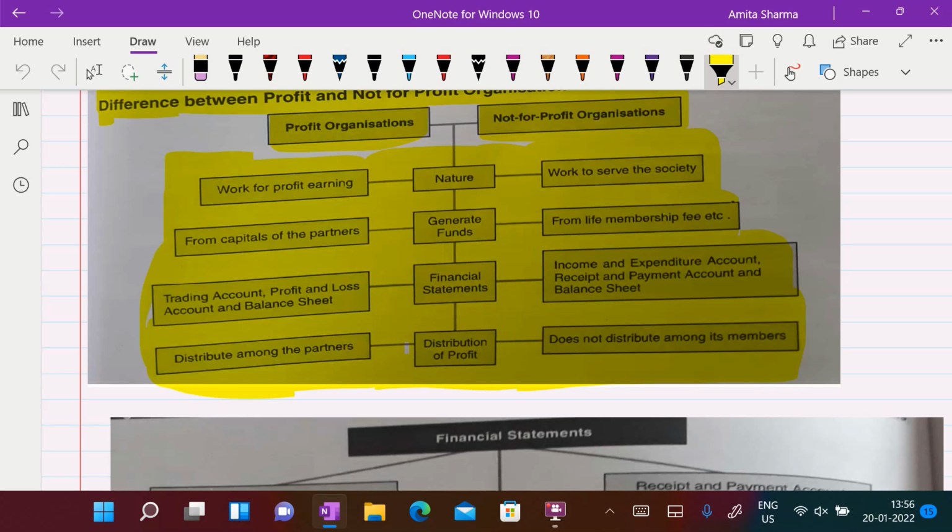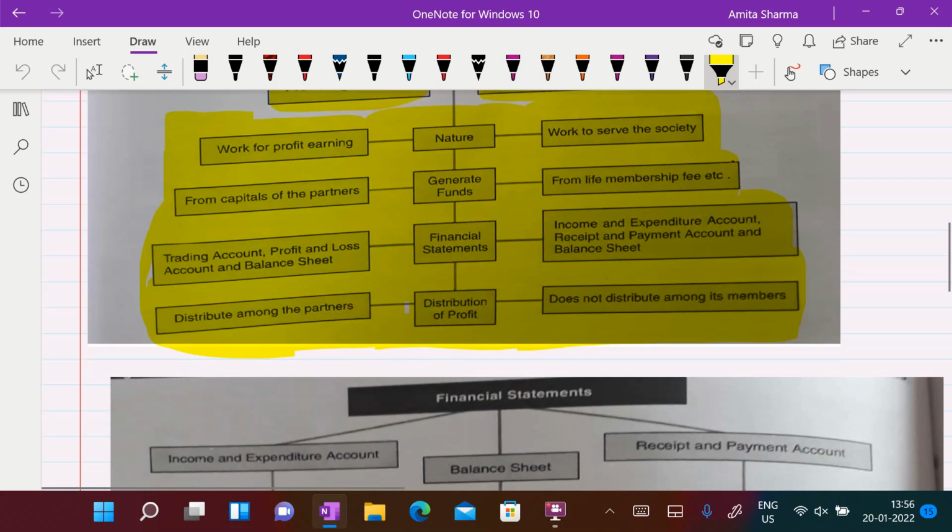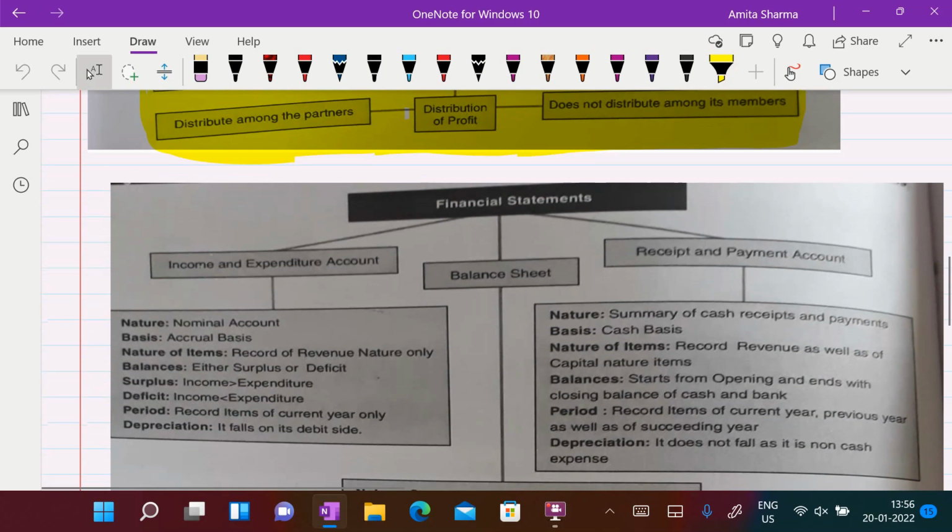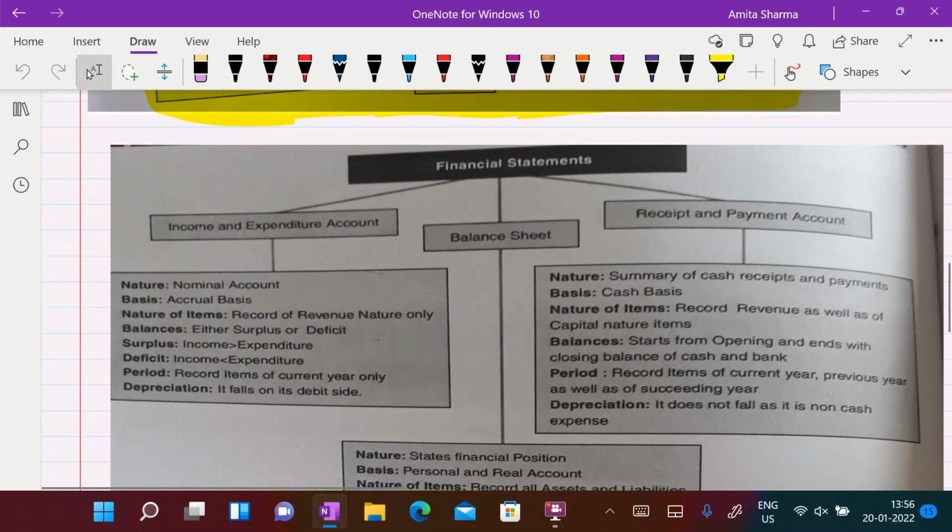Next, dear students, financial statements. As I told you, these prepare three types of financial statements. First financial statement is receipts and payment account. Second is income and expenditure account. From receipts and payment account, we will prepare income and expenditure account and balance sheet. All revenue nature items, all capital nature items, whether income or expenses, are directly taken in receipts and payment account. So let us first understand what is receipts and payment account.